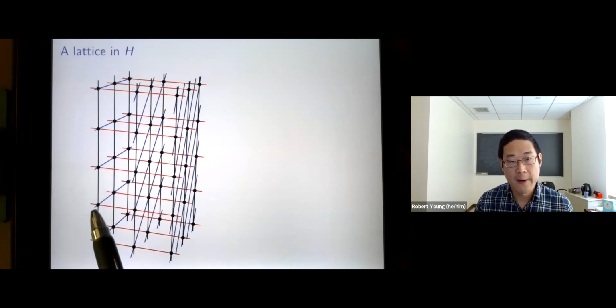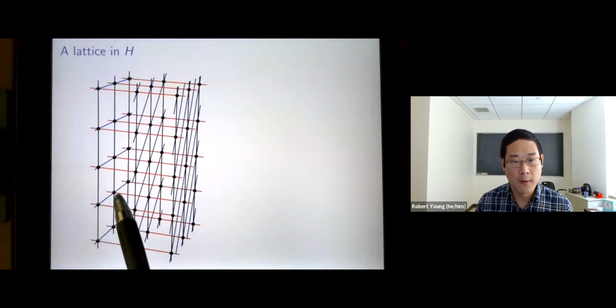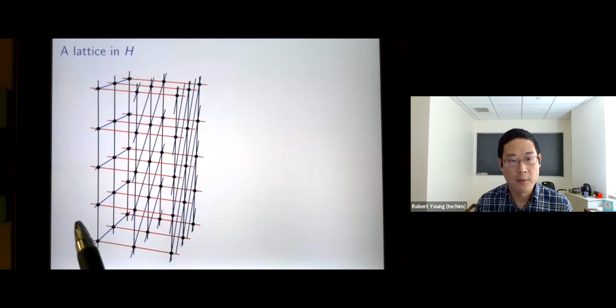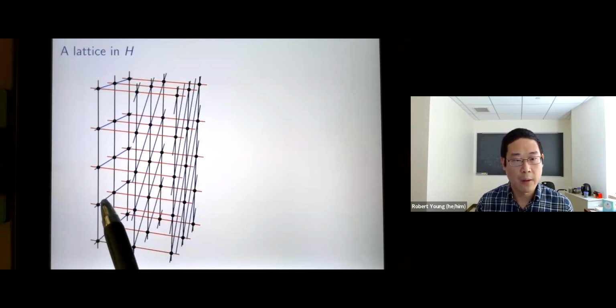And so there are three different generators. The red lines correspond to multiplying by X. If you multiply by X, it increases the x coordinate by one. These blue lines correspond to multiplying by Y. If you multiply by Y, it increases the y coordinate by one, but it also changes the z coordinate. You can see that they tilt as you go from left to right. And these black vertical lines correspond to multiplying by Z. If you multiply by Z, it increases the z coordinate by one.